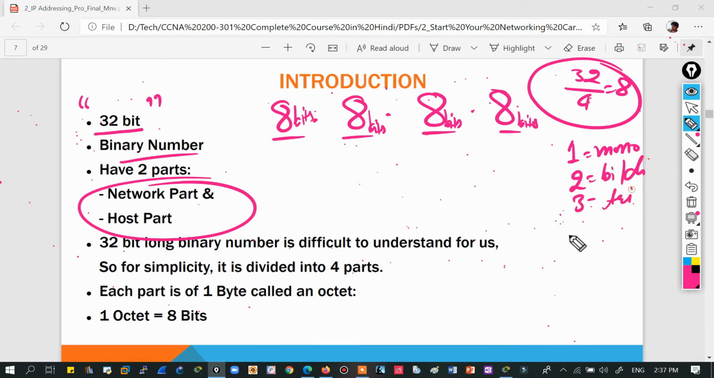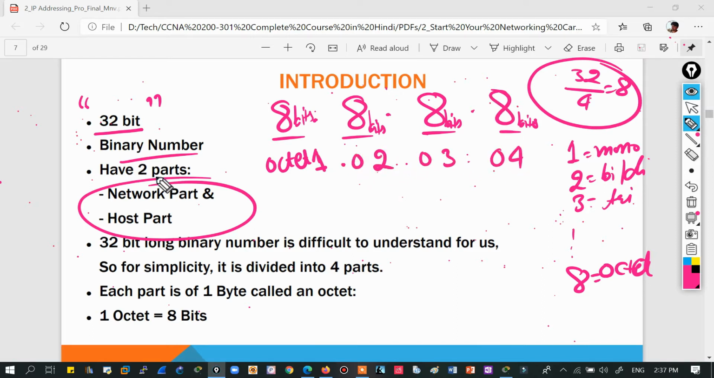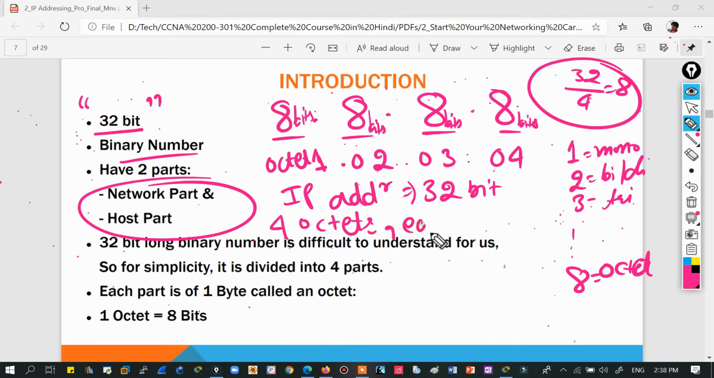Now, if you remember, 1 is known as mono, 2 is known as bi or di, 3 as tri. In the same way, 8 is known as octa, octet. So this is known as octet 1. Oct means 8. This is octet 2, octet 3, octet 4. So we can simply say that the IP address, which is a complete 32 bits, is divided into 4 octets and each octet is of 8 bits. It means 8 into 4 is equal to 32 bits.